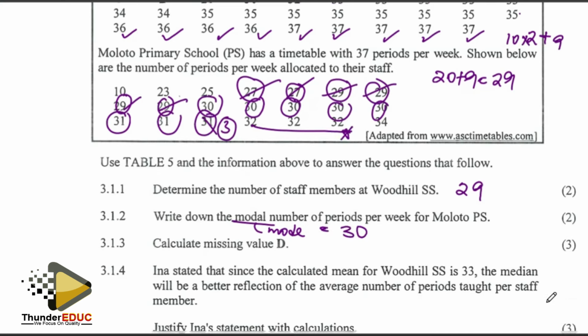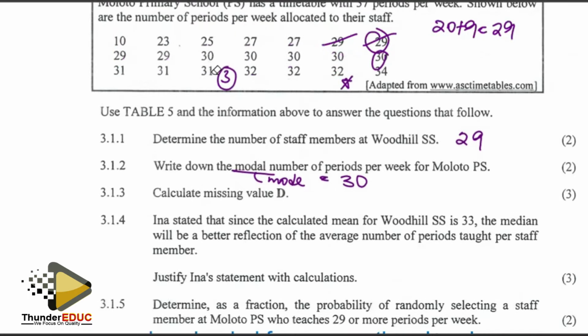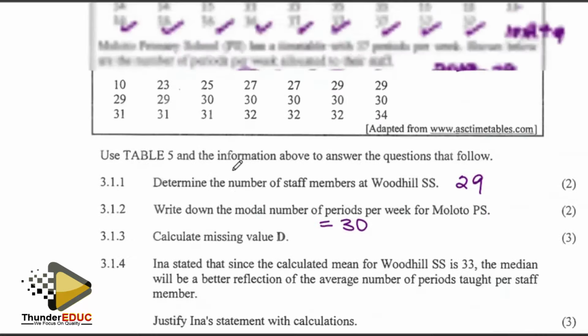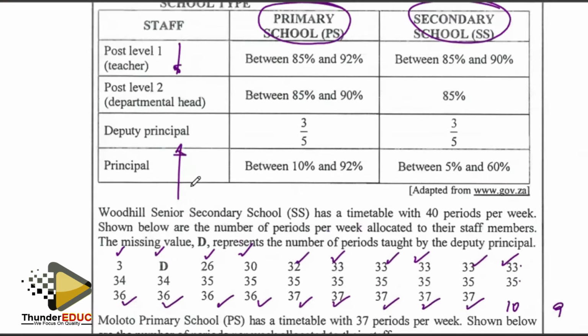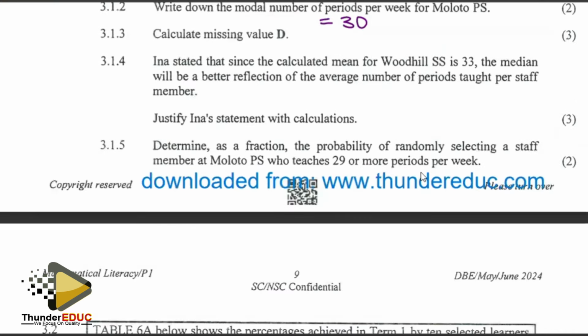Calculate the value of D. They told you it's for the deputy. Now remember, the deputy also has stipulated time. Of the 40, how much should he work? That's what they're telling us. Of the 40, the missing value D. So we shall say D, deputy. Then we shall take 3 out of 5 times the number of periods, which became 24.